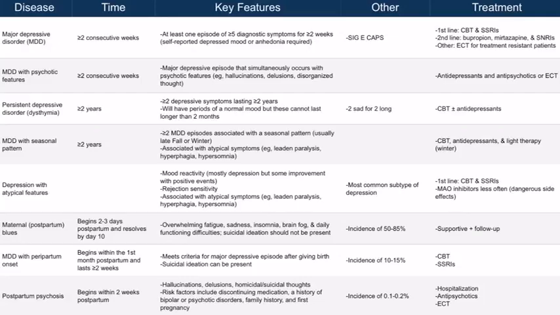Okay, now that you understand SIG-E CAPS and suicide risk factors, let's move on to discuss some of the depressive disorders. This is an overview table covering depression and the various subtypes of depression. We'll start with major depressive disorder, or MDD. This disorder is characterized by 5 of the classic depressive symptoms, which last for at least 2 weeks. As we just discussed, the symptoms related to depression can be remembered with the mnemonic SIG-E CAPS.